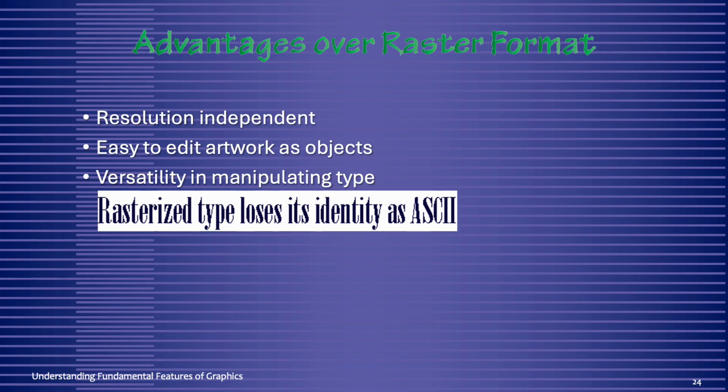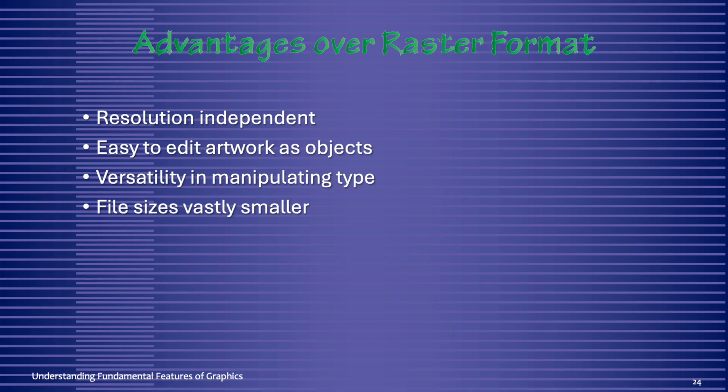Here's an example of this. This type has been embedded into this white bar, which is a raster image. It cannot be selected and edited anymore, because all the image knows is that there are some dark blue pixels inside of this white bar.